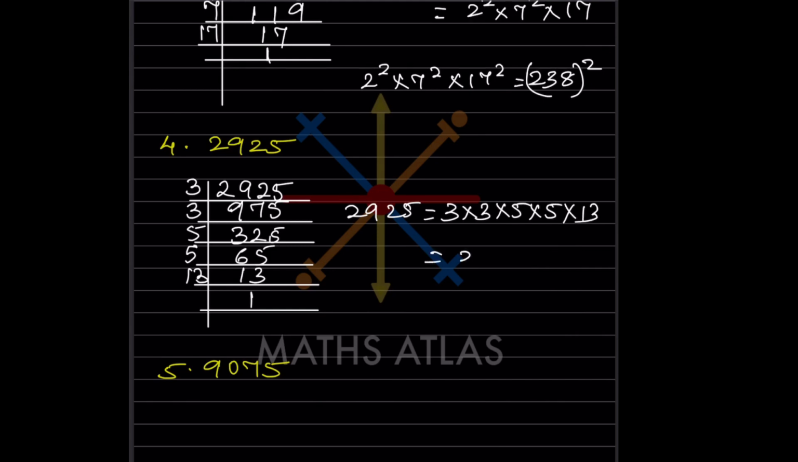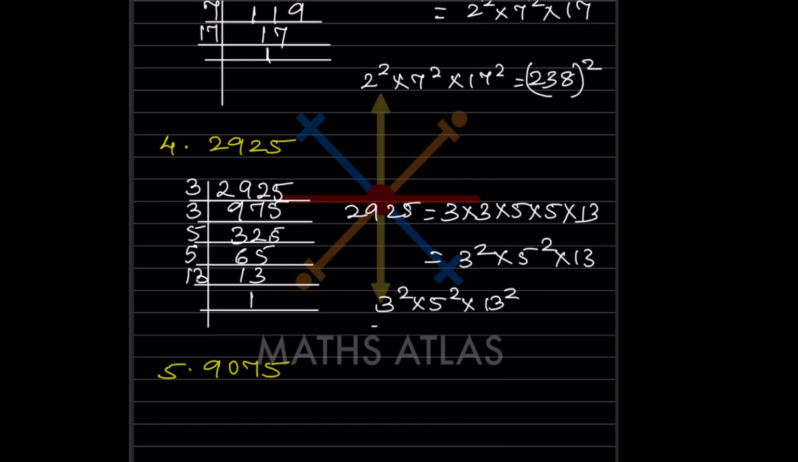So this is going to be 3 square into 5 square into 13. So you can see 13 is not paired. So you can write in an order to get a new number. It should be multiplied by 13, because this is not in pair. So how will you write the next step? So that you have to write it. So that will be 3 square into 5 square into 13 square.